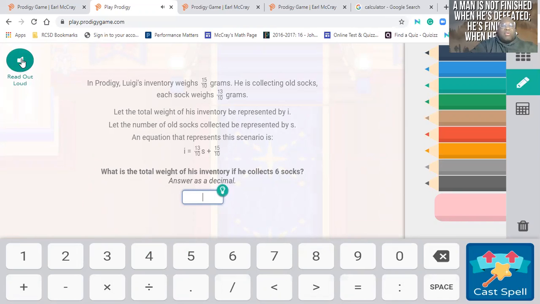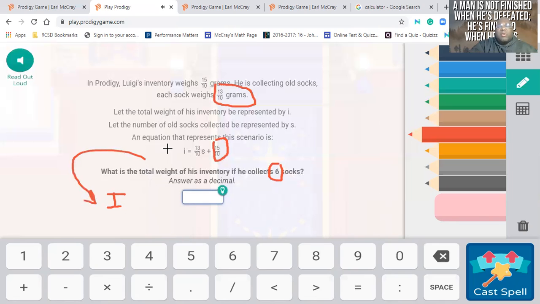Okay, so let's take stock of what we know. All right, so we know we're looking for his total weight. And he's collecting a total of 6 socks. Each sock is represented by 13 over 10 grams. And we know that initially he starts out with 15 over 10 grams. So we're going to use that equation right here to try to make sense of all of this.